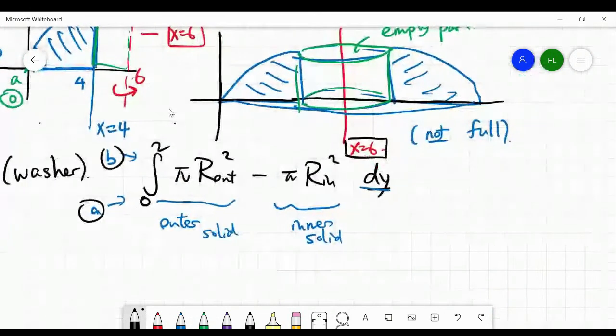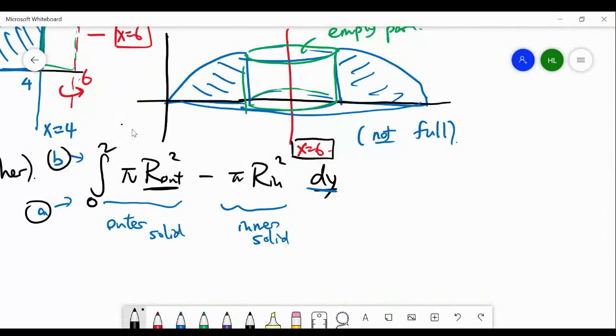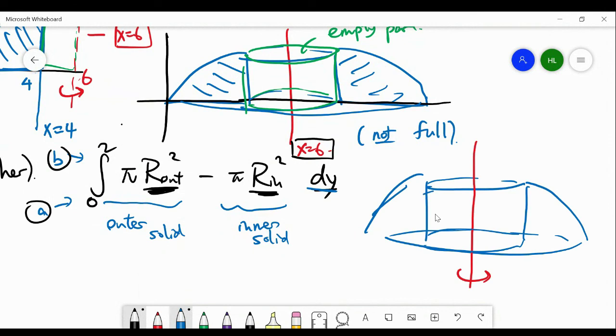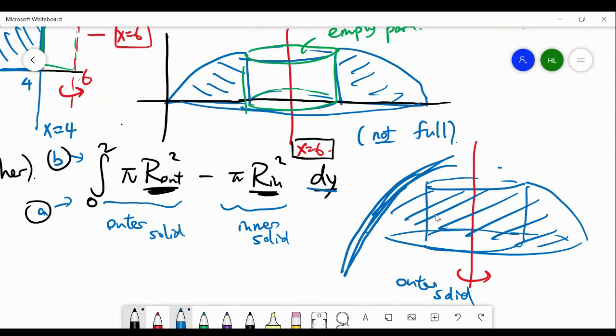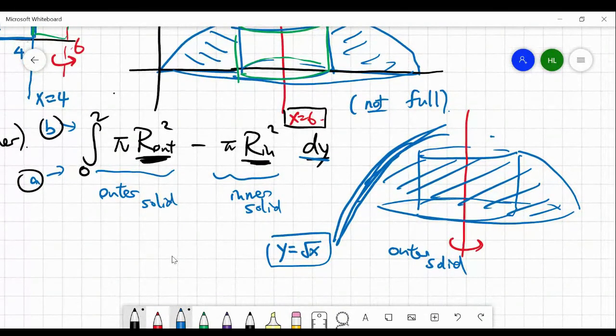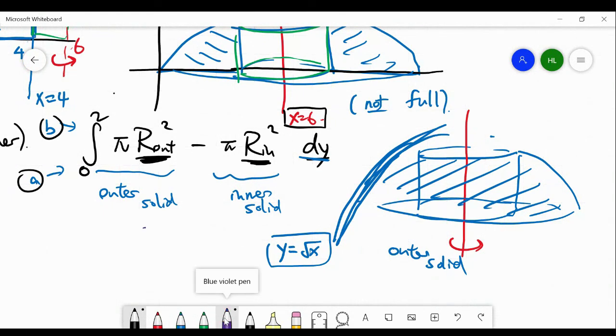The remaining part to understand is the outer radius, which is this part inside the formula, and the inner radius. Let's think about what I mean by the outer solid. The outer solid corresponds to the whole thing, the full solid, by pretending that the green empty part is actually full with the blue liquid. So this is our outer solid. Look at the way we form the outer solid. Which line did we use to get the outer solid? Clearly it is this line, and this line is y equals square root of x. And what do I mean by outer radius? Please think about that. The outer radius is basically the radius of the cross section of the blue solid.